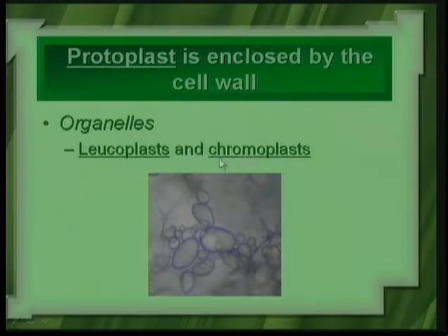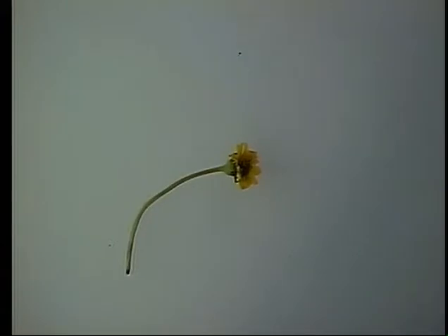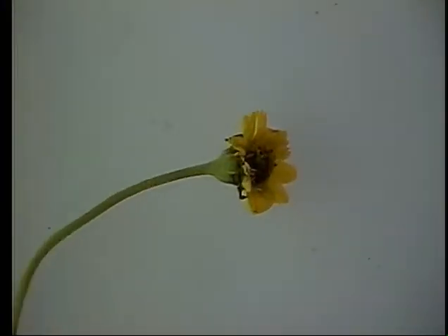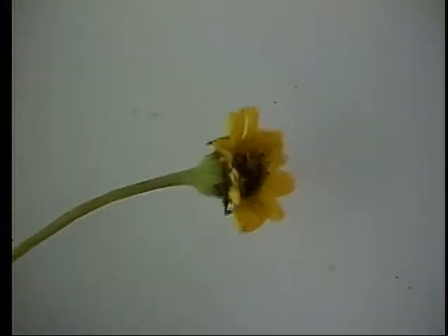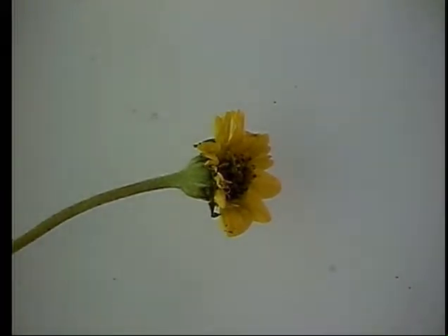Another kind of plastid is called a chromoplast. A chromoplast is a kind of plastid that will account for something like this. Here we have an example of Wedelia trilobata.